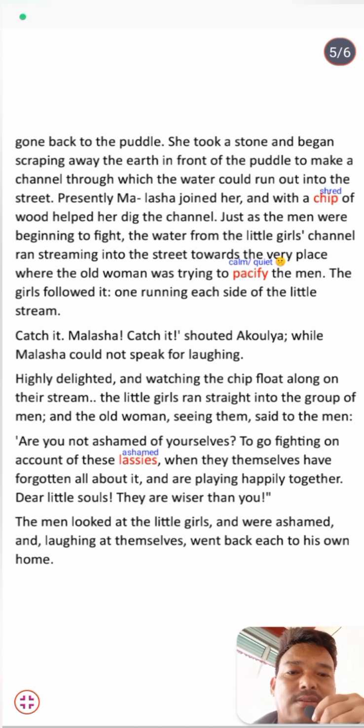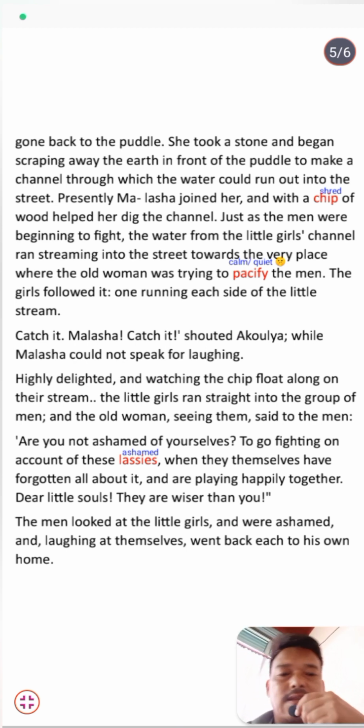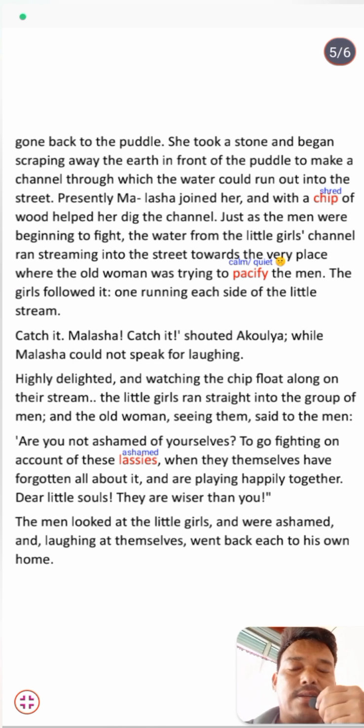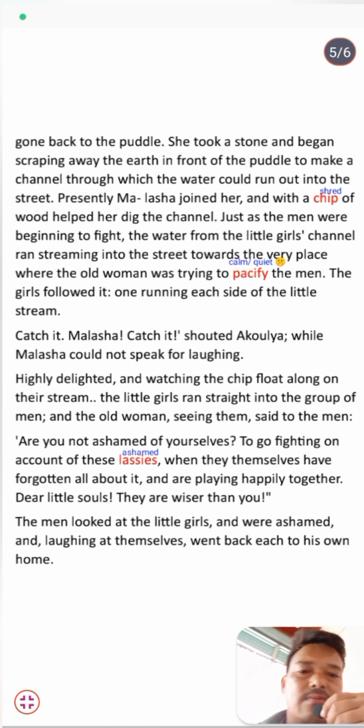The little girl ran straight into the group of men, and the old woman, seeing them, said to the men, "What happened?" They both were very happy and delighted after seeing the floating piece of wood along the flowing water. The little girl rushed into the group of men, and the old woman, seeing them, said, "Are you not ashamed of yourselves?"